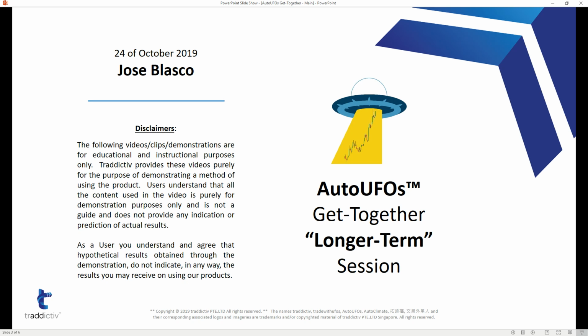Everyone, today is October 24, 2019. We are getting together to take a look at the markets from a longer term perspective. We'll be looking at longer term opportunities, which means anything above and beyond intraday. So trades that could be 2 days or 2 weeks or 2 months or whatever. We'll be ready to execute those type of trades. My name I didn't say, Jose Blasco, I'll be your guide.